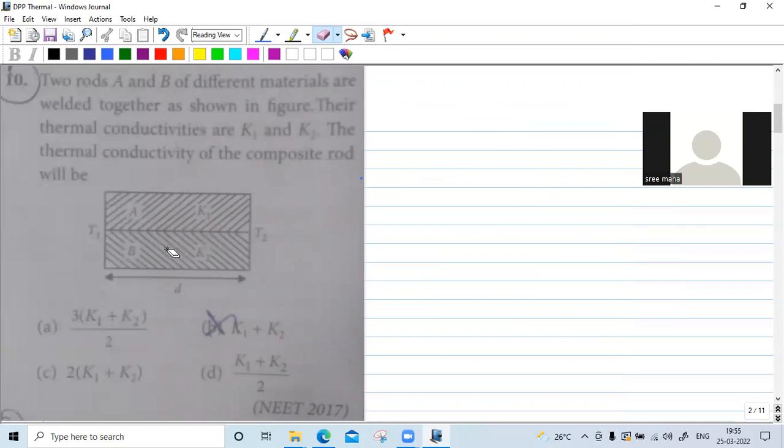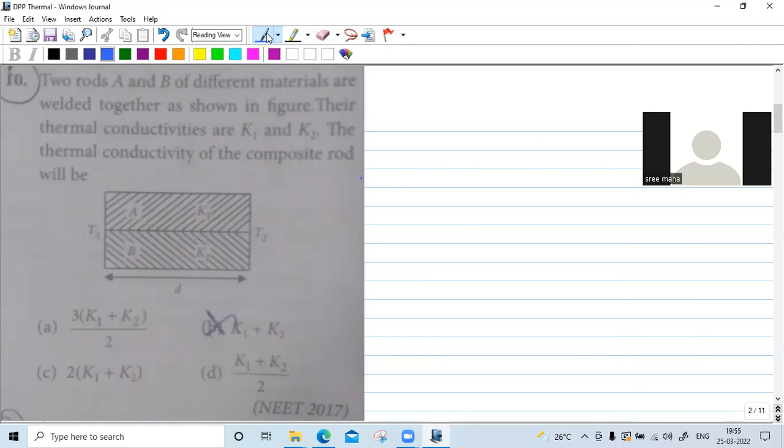The thermal conductivity of the rod will be. Okay. So what is the direction of the flow? What is going to flow? Flow of heat, right? Yes, sir, but they didn't give the temperature. Okay. A and B. Okay. The question, I don't think it is specific.